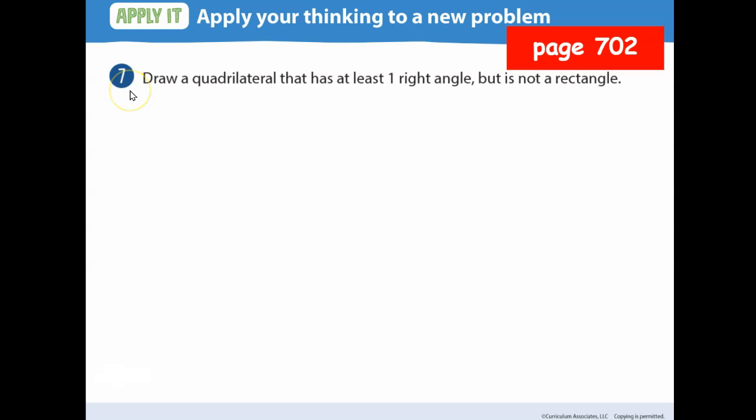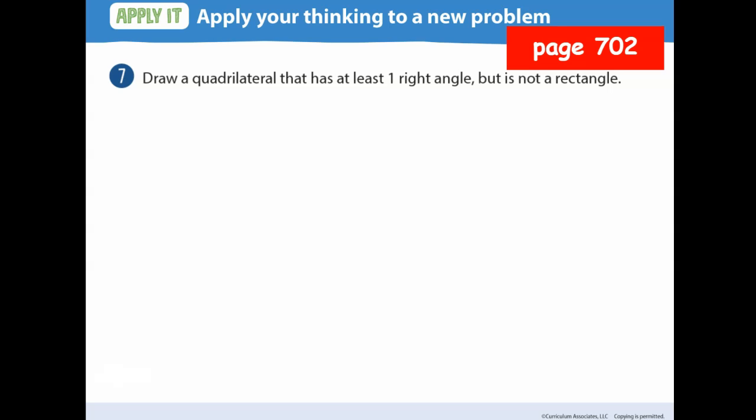Now, look at number 7. You're going to draw this on the back of the clock. Ready? Look what it says. Draw a rectangle. So right now, how many sides should your shape have? How many? 4. That has at least one right angle.